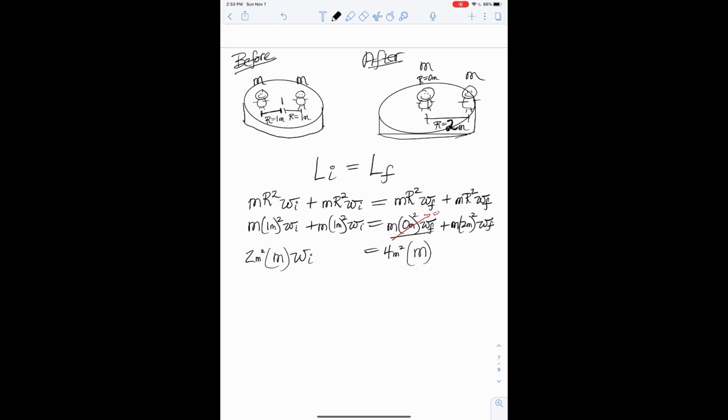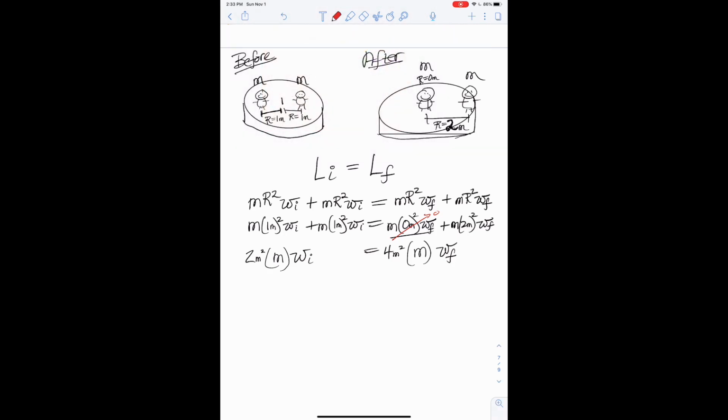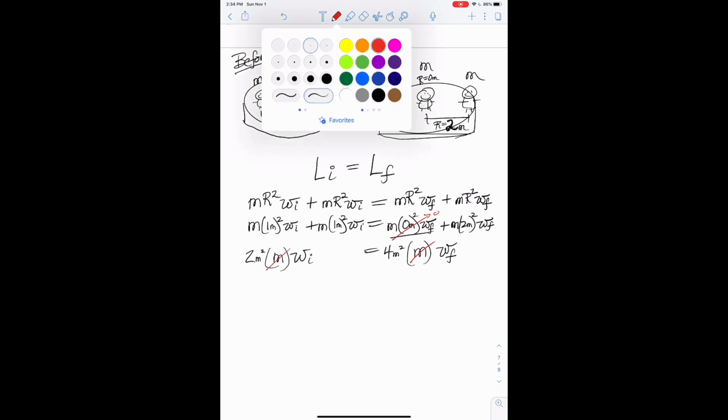Don't confuse the m's. I'm trying to write it in a way that makes sense. All right, and then we can go ahead and say, well, we've got an m on both sides, right? That's the mass, and we can cancel that away. What else can we get rid of here? We can probably get rid of a lot.